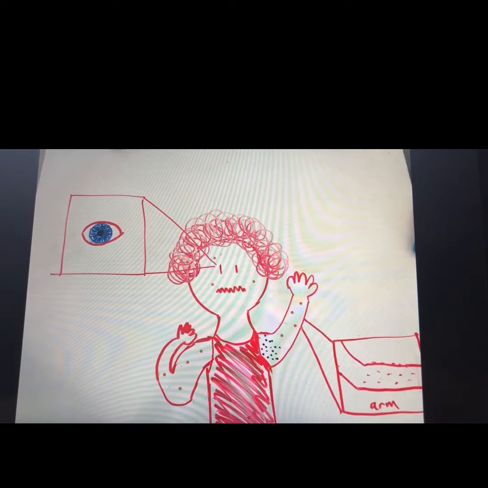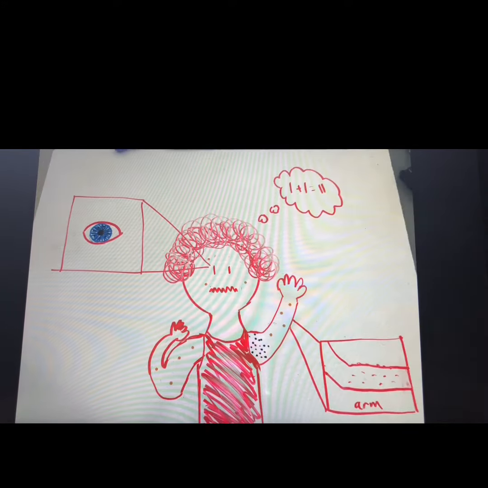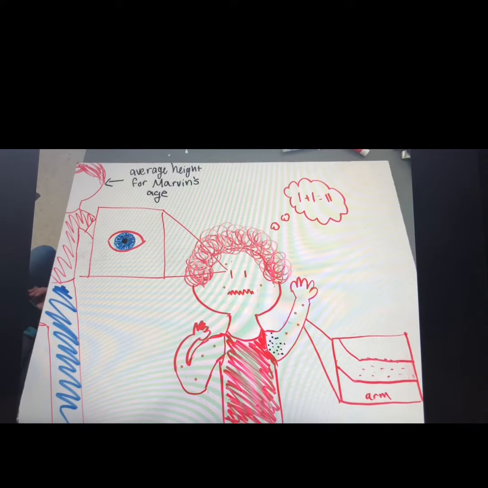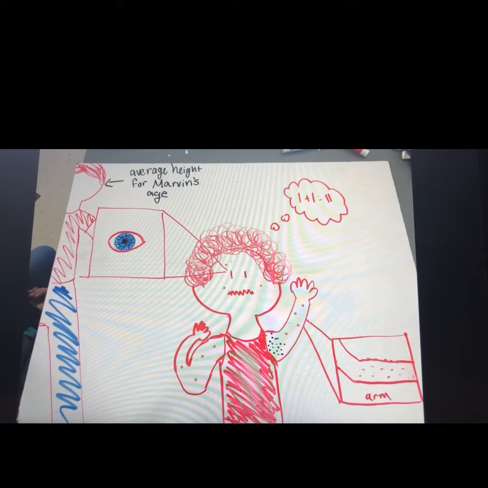He will then develop bone deformities, learning disabilities, a larger than average sized head, and will have a shorter stature than the average kid of his age.